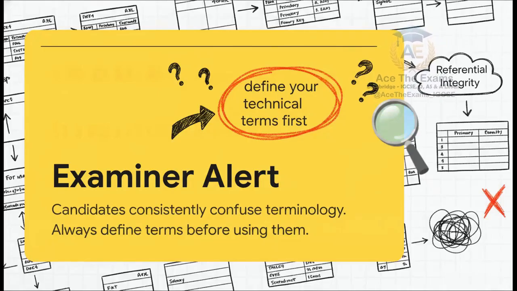This right here is a massive red flag directly from the examiners. You must explicitly define your technical terms first before writing your extended explanation. If you're going to use a heavy term like referential integrity, start your sentence by stating that it ensures a foreign key value must match an existing primary key value. Don't just throw buzzwords onto the page hoping they stick. Prove to the examiner that you know exactly what the tools in your toolkit actually do.